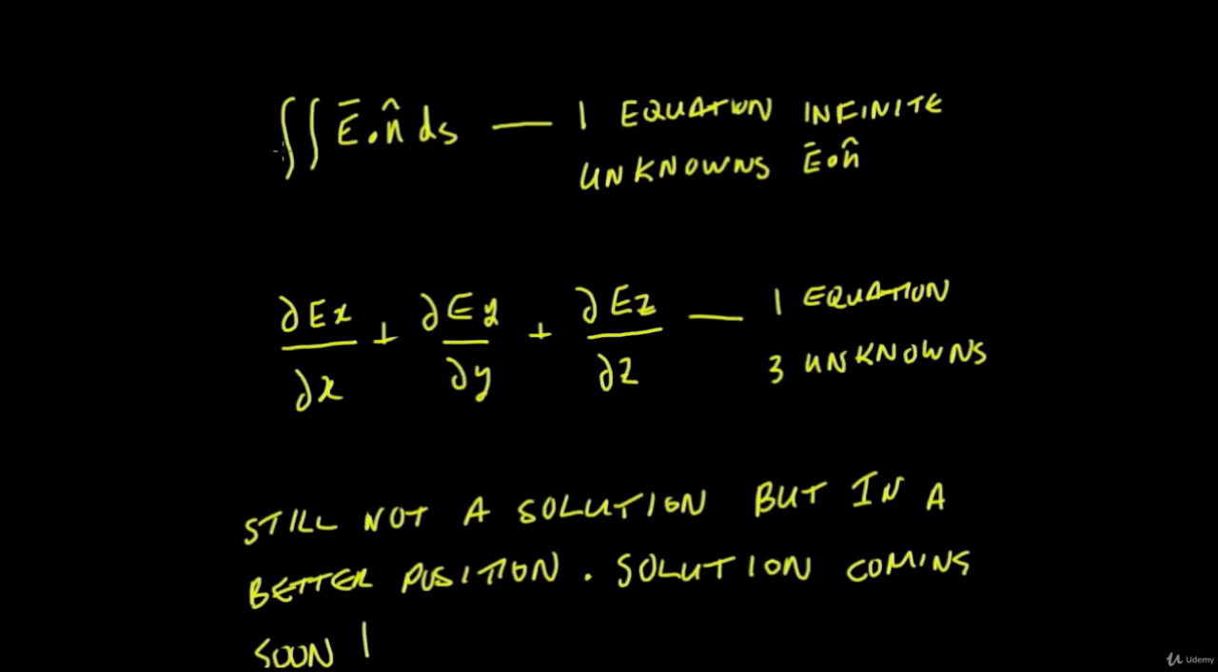What we started off with was one equation and an infinite number of unknowns. Now we've ended up with one equation and 3 unknowns, so we still can't solve for the electric field quite yet, but the solution will come up in the next couple of videos. But we're well on our way to solving this little problem.